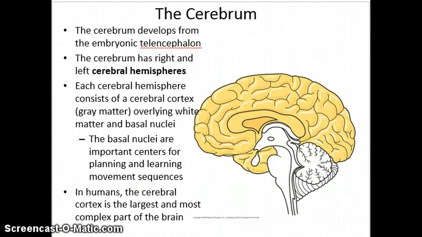A word similar, but a very different portion of the brain is the cerebrum. So the large portion that we usually think about when we think of the brain is our cerebrum, which develops again from the embryonic telencephalon portion. And the cerebrum is divided into its different hemispheres. So there's the right and the left hemisphere, and we sometimes hear that referred to as the right brain or left brain. And each of these hemispheres consists of a cerebral cortex, which is that gray matter of our brain, and that is overlying white matter and what are called basal nuclei. And basal nuclei are the centers for planning and learning movement sequences. So learning and planning occurs in the basal nuclei. And in humans, the cerebral cortex is the largest and most complex portion of the brain.